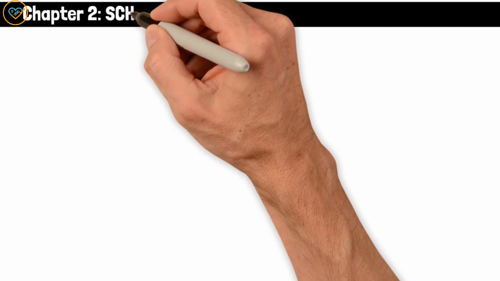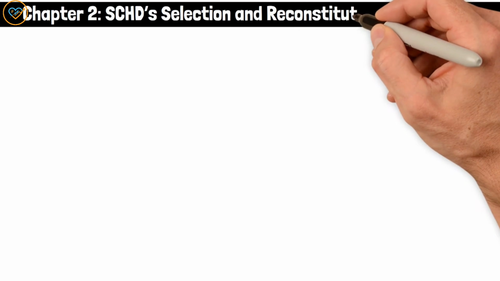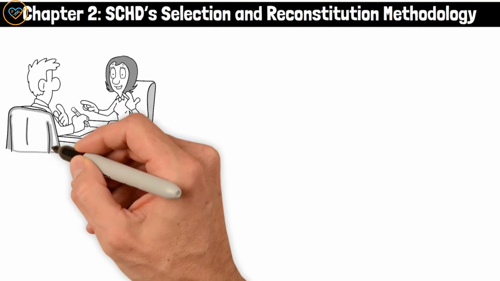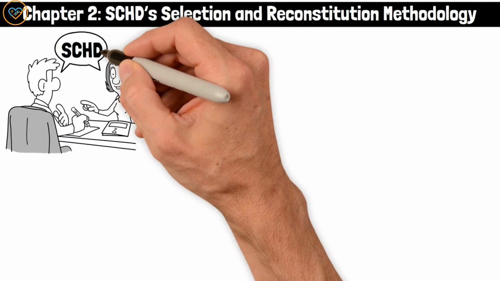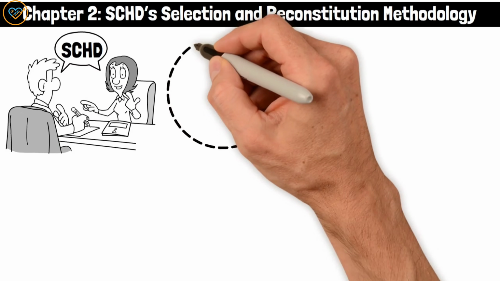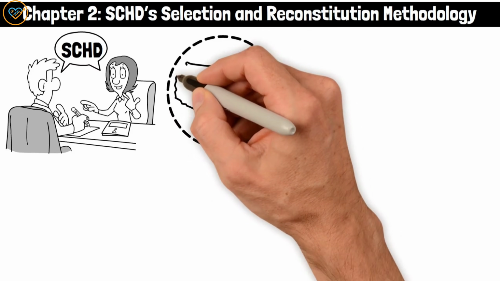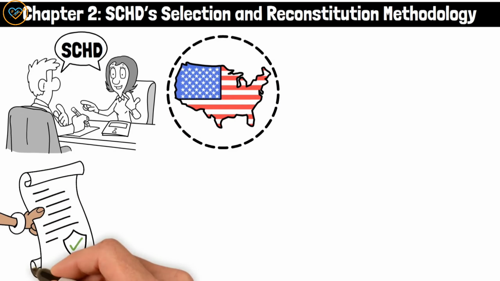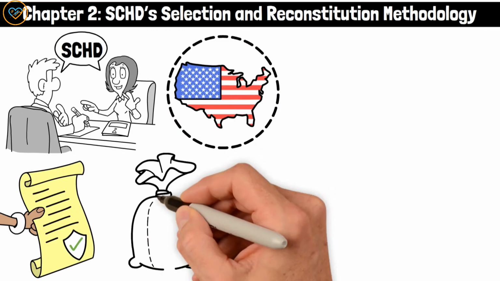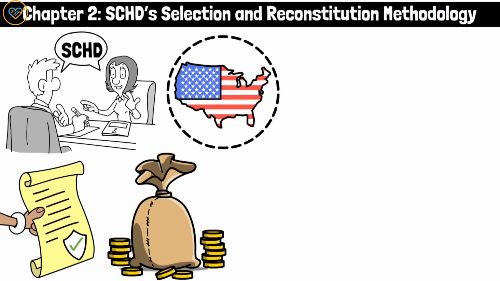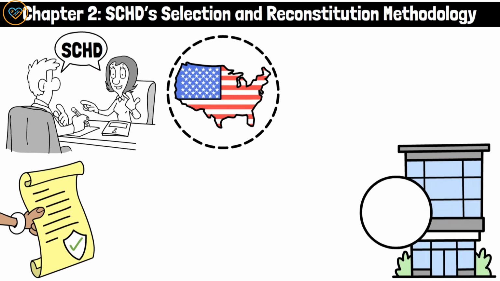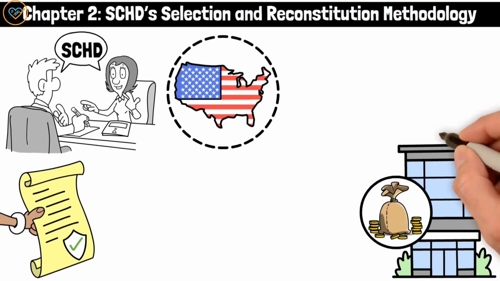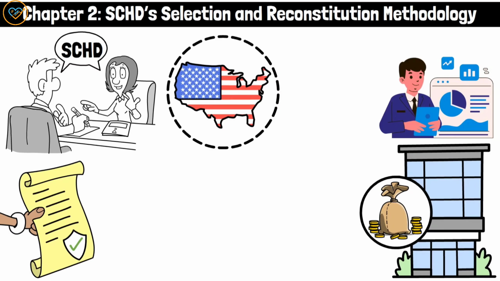Chapter 2. SCHD's Selection and Reconstitution Methodology. Now let's talk about how SCHD actually builds the portfolio. Everything starts with a large universe of US stocks. From there, several filters are applied. First, dividend durability. A company must have paid dividends for 10 straight years. This removes unstable businesses early.